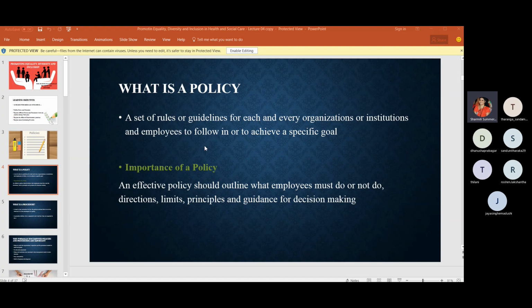So policy tells an employee what they need to do and when they need to do it. Then we will see what procedure means.